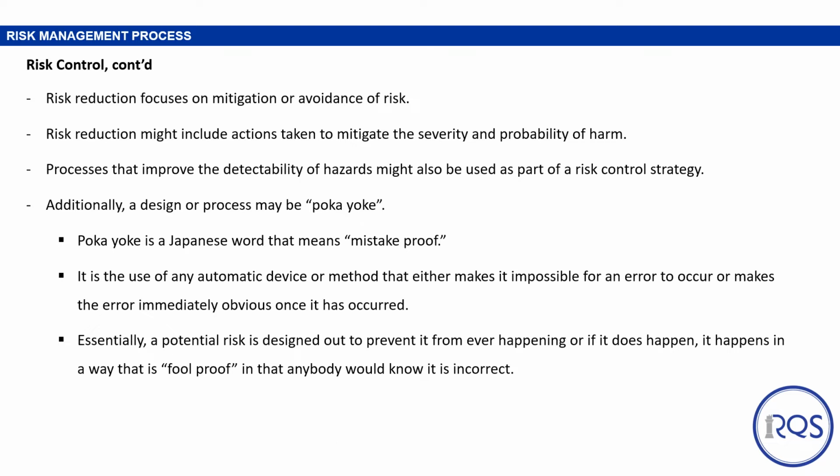Risk reduction focuses on mitigation or avoidance of risk and includes actions taken to mitigate the severity and probability of harm. Processes that improve detectability of hazards may also be used as a part of a risk control strategy. Additionally, a design or process may be poka-yoked. Poka-yoke means mistake-proof. It is a Japanese word, and it is the use of any automatic device or method that either makes it impossible for an error to occur or makes the error immediately obvious once it has occurred. And so, in other words, it's a potential risk being designed out to prevent it from ever happening, or if it does happen, it happens in a foolproof way.